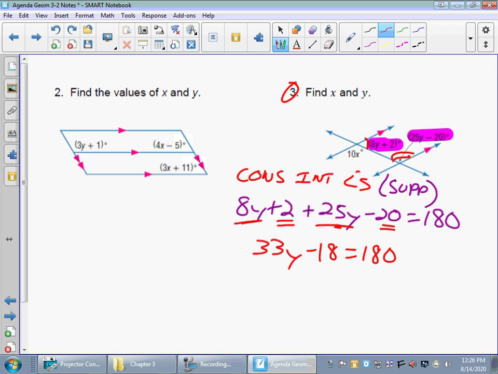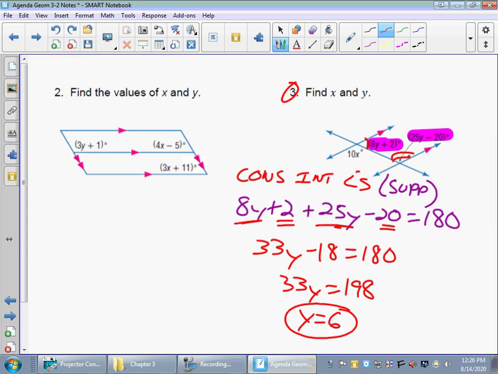Then, of course, I'm going to add 18. So I'm going to have 33y equals 198. And then when I divide by 33, I'm going to get y equals 6. Okay? So I have y equal to 6. So that's one way. That's the way to solve for y.